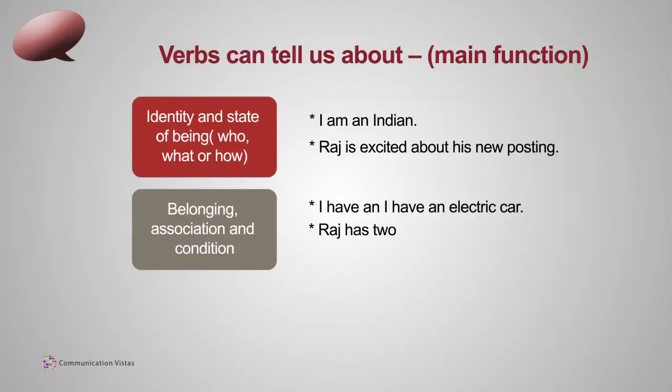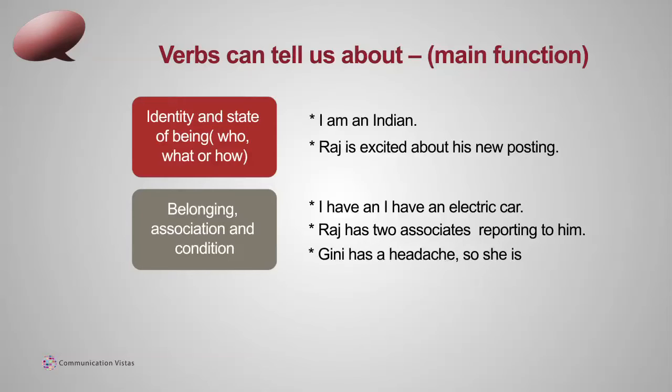Raj has 2 associates reporting to him. Here, has shows the association between Raj and the 2 associates. Ginny has a headache, so she is taking the day off. Here, has is used to show the condition of Ginny, that is, she has a headache.